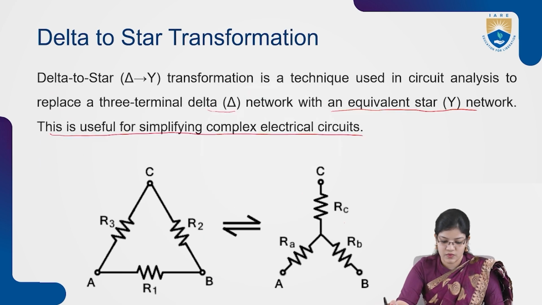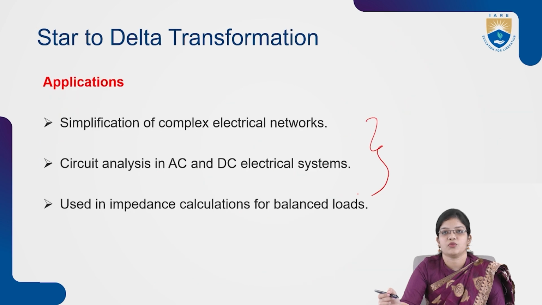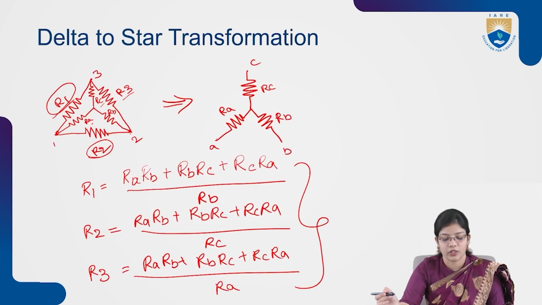In the previous class we have seen how to convert star to delta by using this formula. We are going to convert a star network into a delta network, and by using these formulas we are going to convert delta to star.